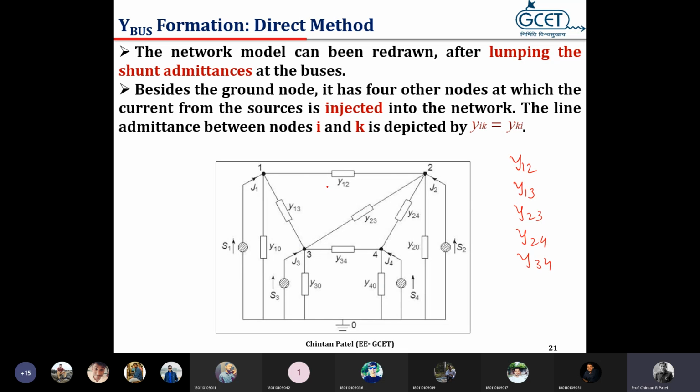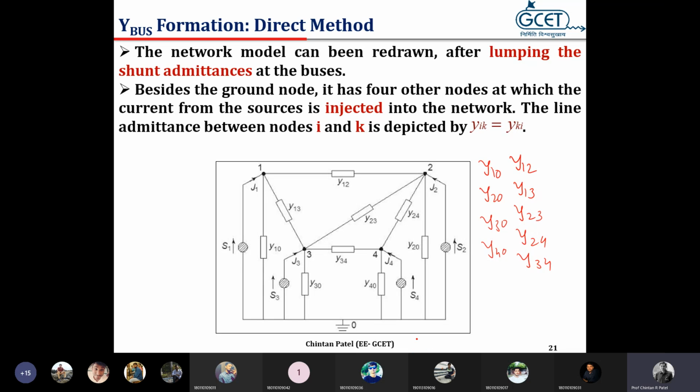In this network, what is the other type of admittance? Connected in shunt. Connected in shunt means between any actual bus and the ground node. So they are Y10, Y20, Y30 and Y40. Two types of admittances are connected.